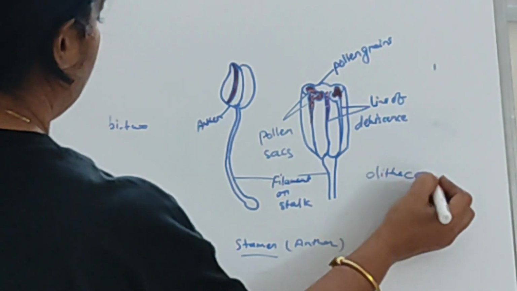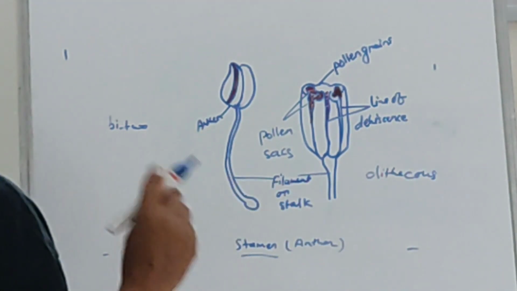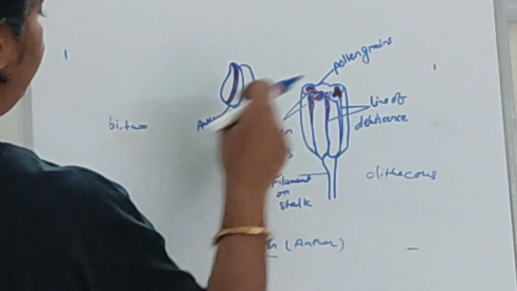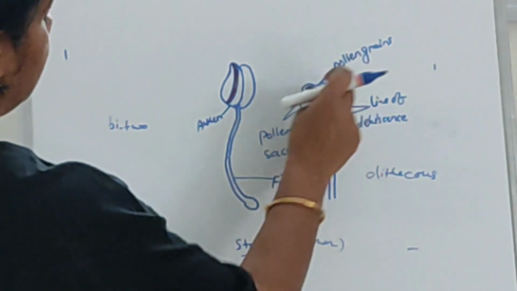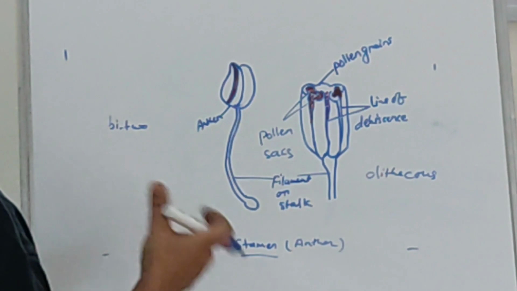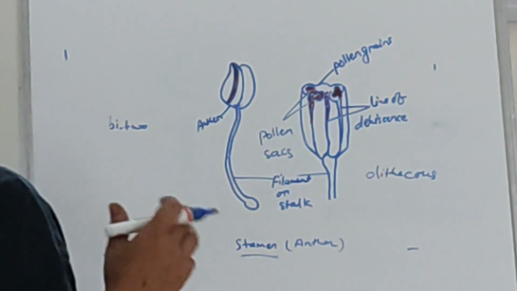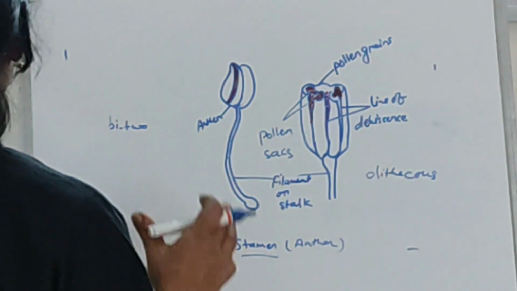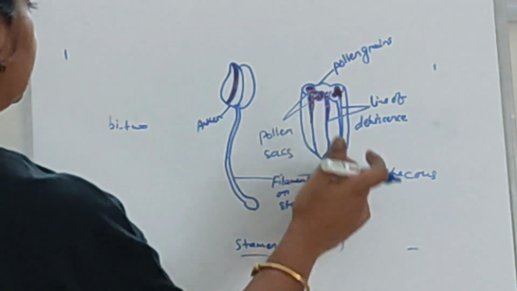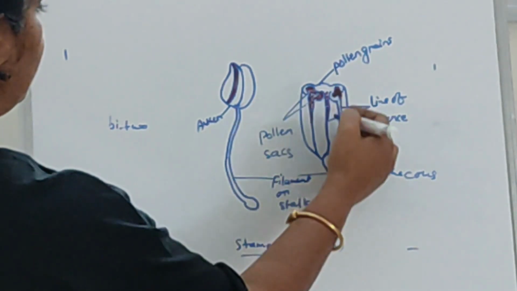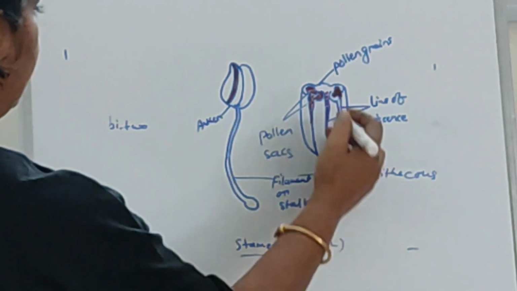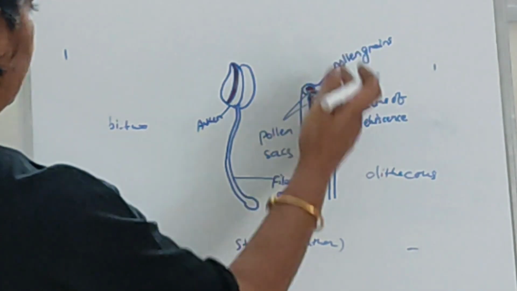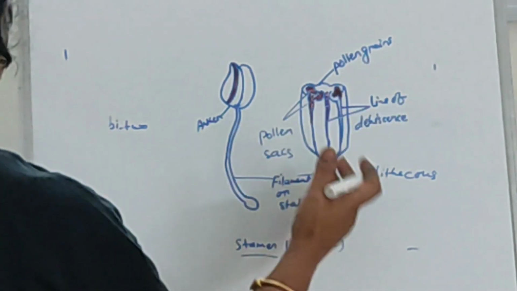Dithecus. They are called what? Dithecus means, di means two, thecus means theca. That's why they are called Dithecus. A longitudinal groove runs lengthwise, separating the theca. You can see the longitudinal groove running here, which divides these two theca from each other.